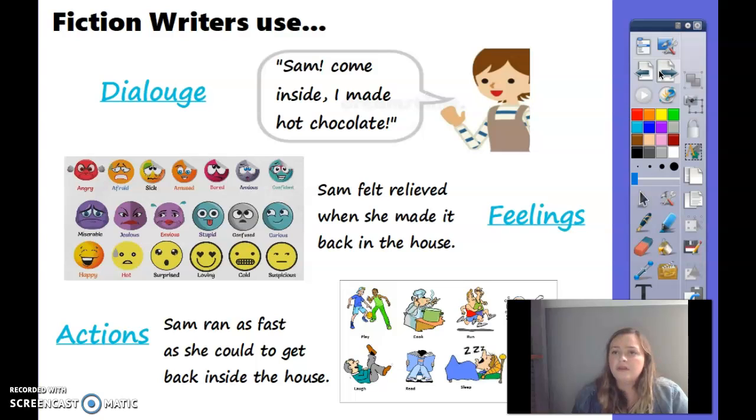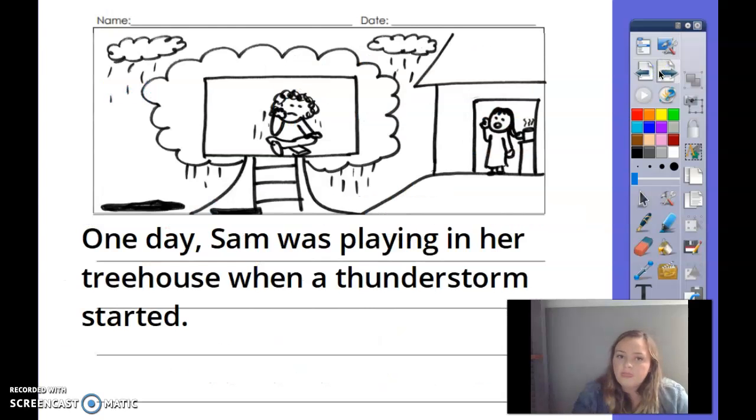Now, I'm going to go ahead and read you the beginning of the story I wrote. So, I have: One day Sam was playing in her treehouse when a thunderstorm started. Now, she was sitting in the middle of a thunderstorm, so she must have been feeling something. I didn't add any feelings and I didn't add any dialogue. Now, I want to go back and add these things. The best way I can do this is I can put myself in my character's shoes and think about what I would be thinking and feeling if this happened to me.